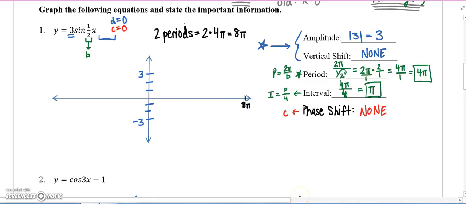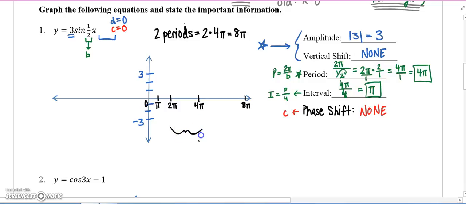Remember, now we start cutting things in half, and that's how we get all of our smaller values. Half of 8 pi is 4 pi. These numbers are going to be nice because we don't have very many fractions involved. In the next problem, we're going to do some with fractions, so just be ready. Halfway between 0 and 4 pi is 2 pi. Halfway between 0 and 2 pi is pi. Halfway between 2 pi and 4 pi.